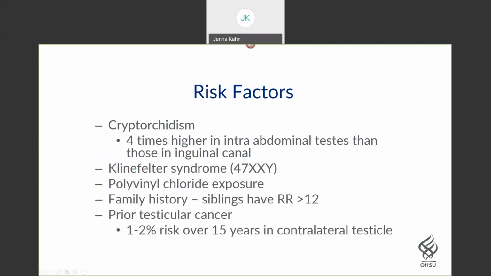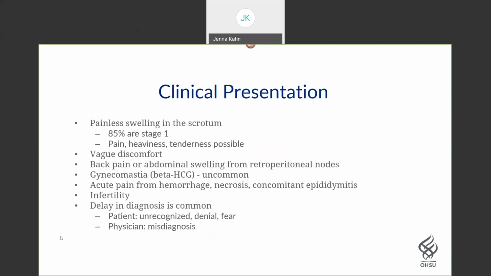Some of the risk factors include cryptorchidism, and those patients have 4 times higher rates in intra-abdominal testes than those in the inguinal canal. Other risk factors include Klinefelter syndrome, polyvinyl chloride exposure, family history, as well as prior testicular cancer, so a 1 to 2% risk over 15 years in the contralateral testicle.